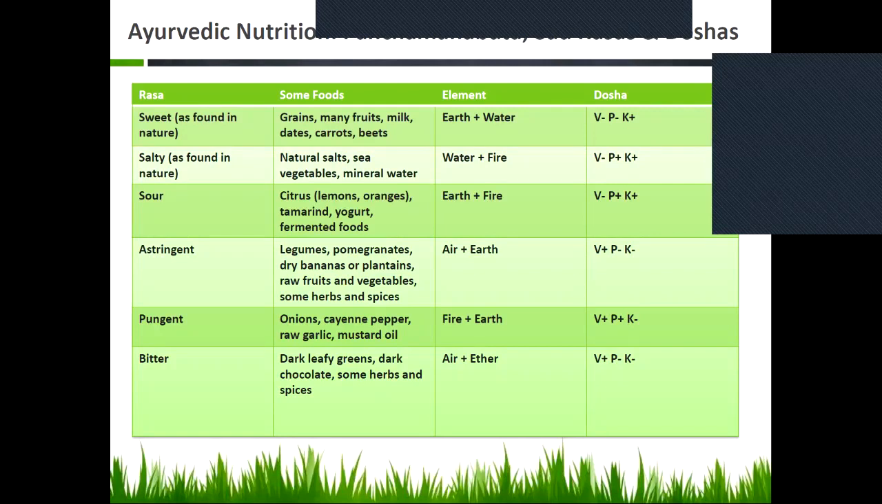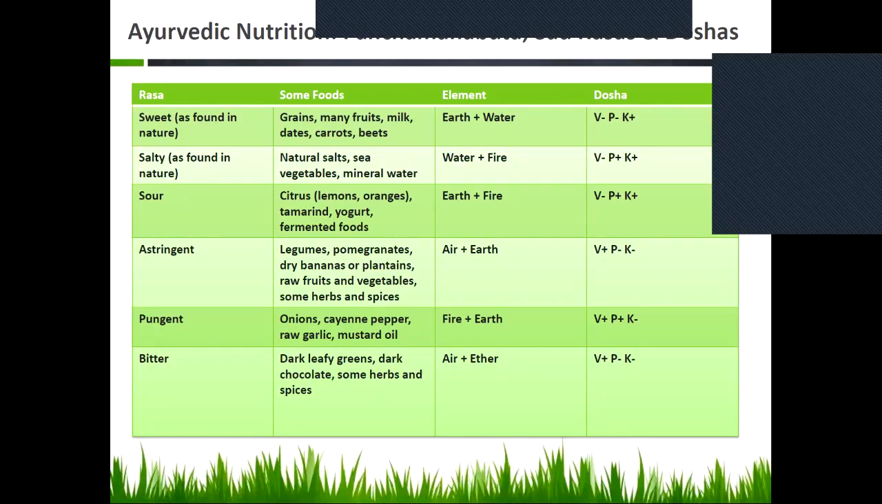And these are some examples. Sour is citrus, lemon, tamarind, yogurt. Why yogurt? Because yogurt is considered sour unless you've made it fresh at home, and within that 24 hours it's not sour. But after 24 hours, especially the store-bought yogurt that has been sitting there for a long time, it is sour. Indian yogurt is not thick like the sweet, thick yogurt that we have here. It's kind of thin, and we always make it fresh.